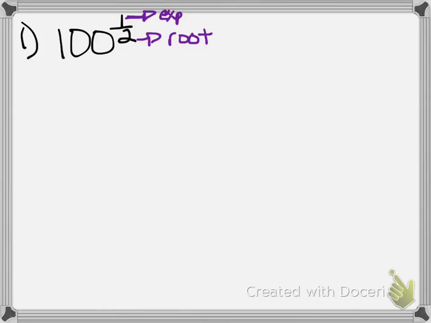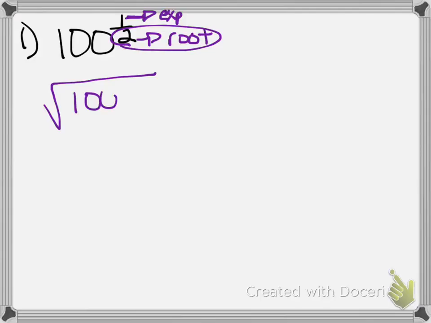So what I'm going to do here is have the square root, because 2 is my root, of 100 raised to the first power. Now 100 raised to the first power is just 100. And then I would have just the square root of 100, which we all know is 10. So that one's pretty simple. Anything raised to the 1/2 truly will just be the square root of that number. Let's look at something that's a little bit more difficult.